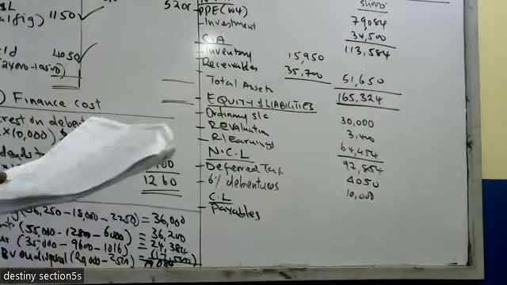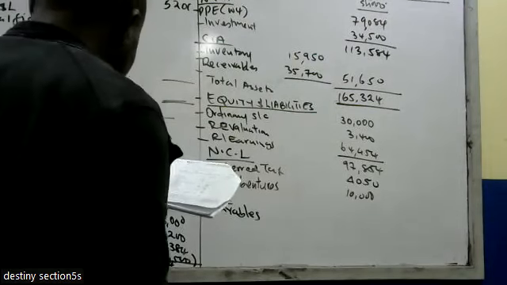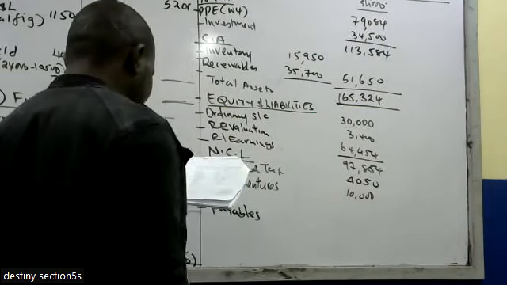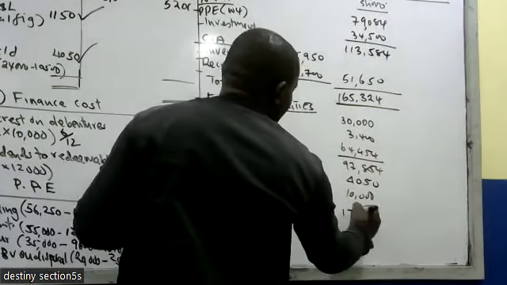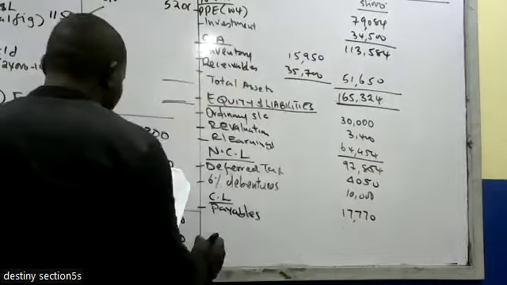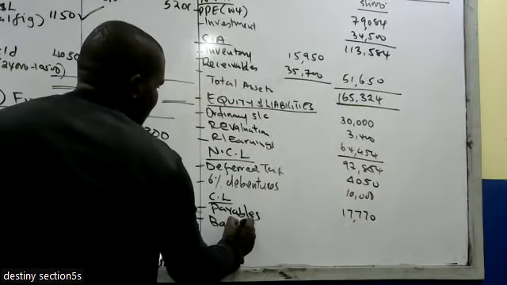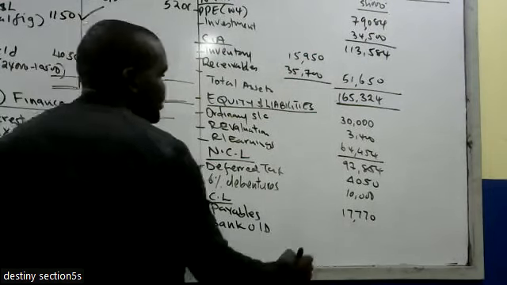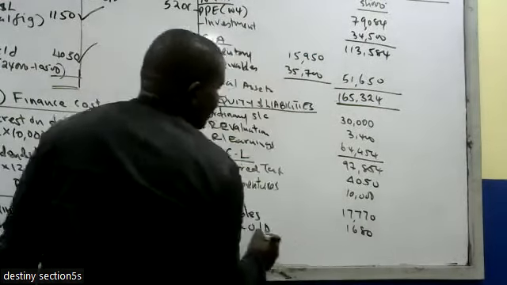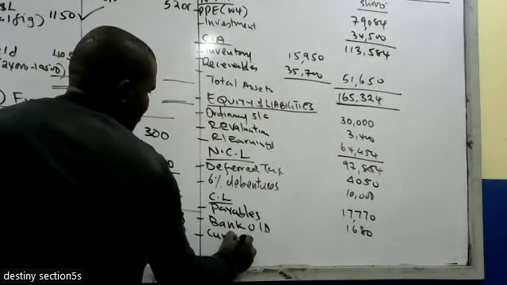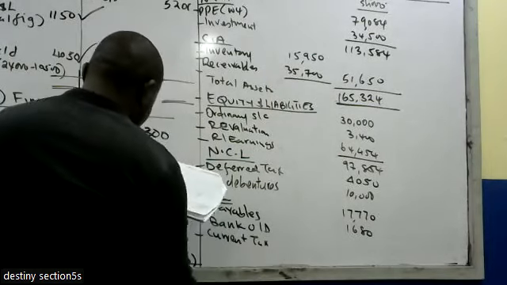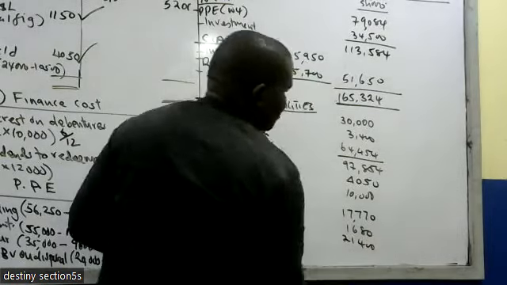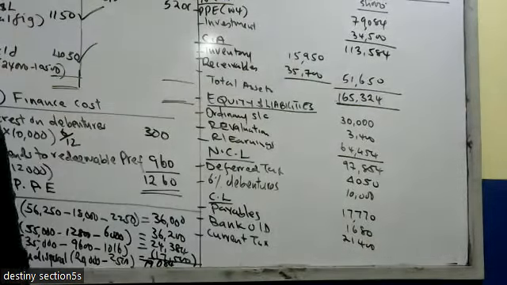Then current liabilities, payables. So payables was accounts payable 17,770. Bank overdraft. Bank overdraft is just above it, 1,680. Current tax. Note number 5, 21,400. Pick up.